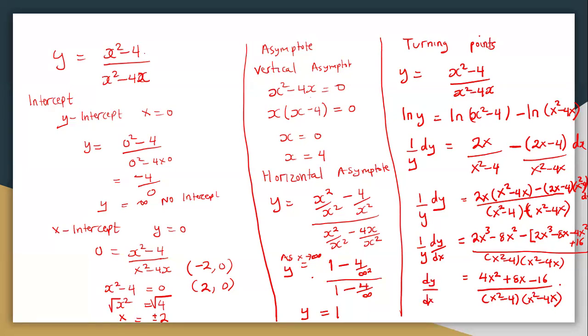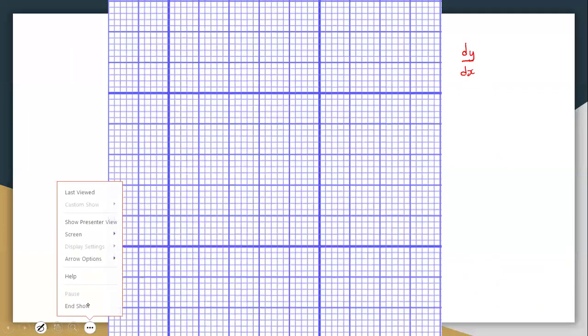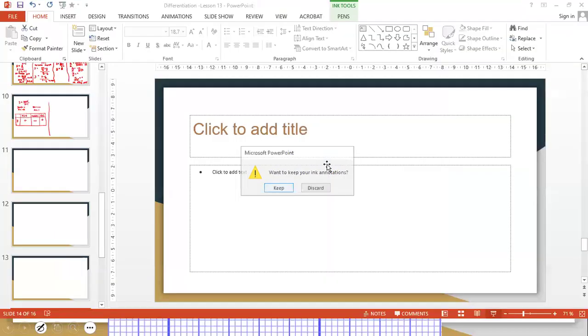I want to bring also the y to this side. I have brought it, then x squared minus 4 out of x squared minus 4x. Have you seen them cancelling? x squared minus 4. So up there, what do we remain with? Let me write here. We remain with the y, dy dx.